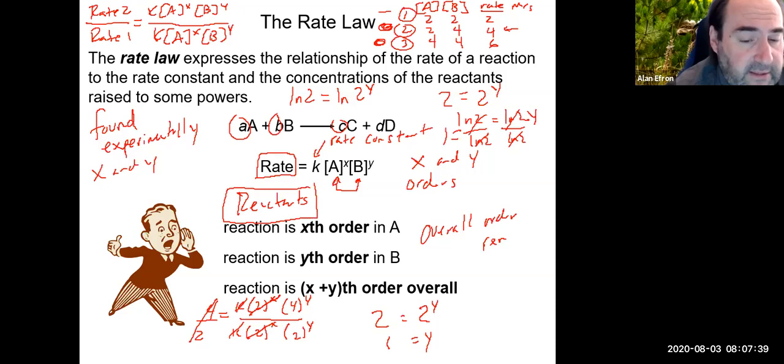And what we have is the rate is equal to k. That little k, lowercase k there, is the rate constant.